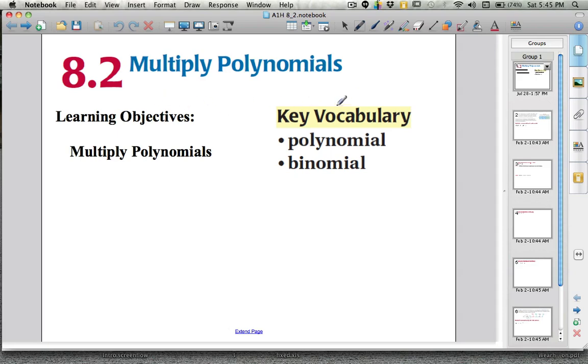8.2, we're going to work on multiplying polynomials. So we've done adding and subtracting, and now we're going to multiply. And our vocabulary is, again, polynomial and binomial, which we already had in the first section. So we're going to go through a number of different strategies for multiplying polynomials.